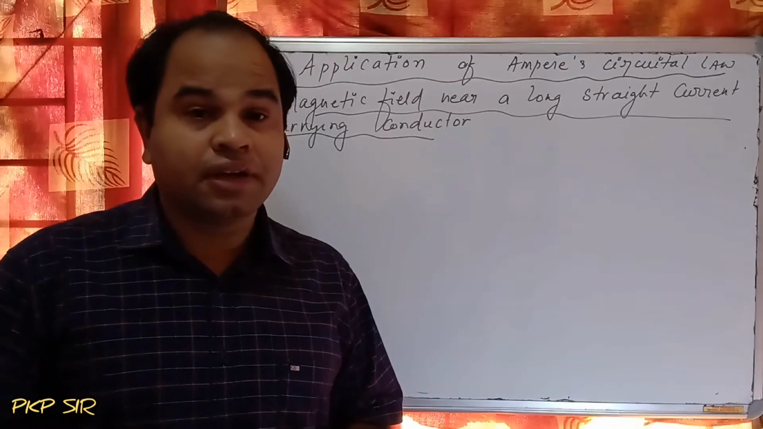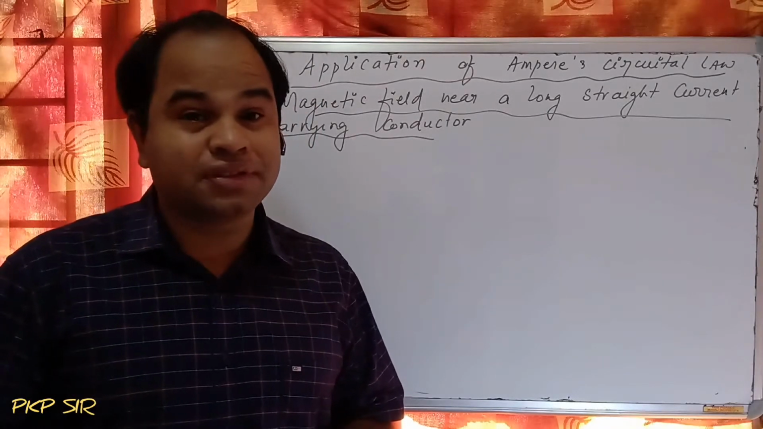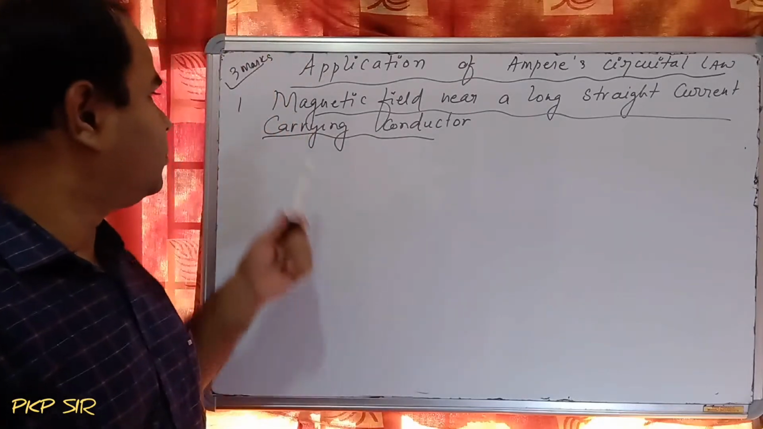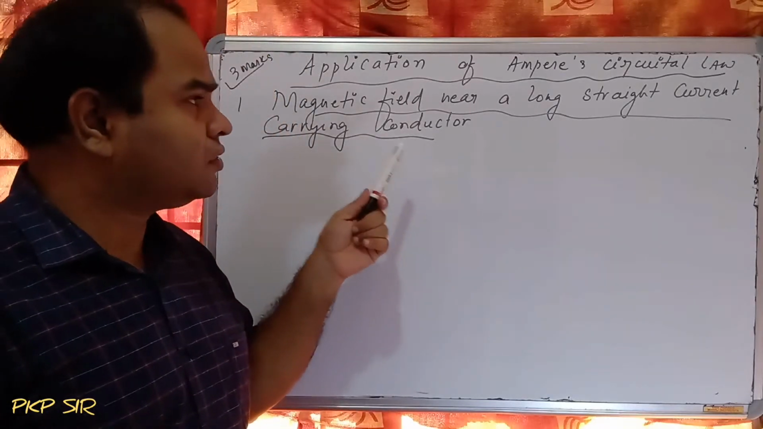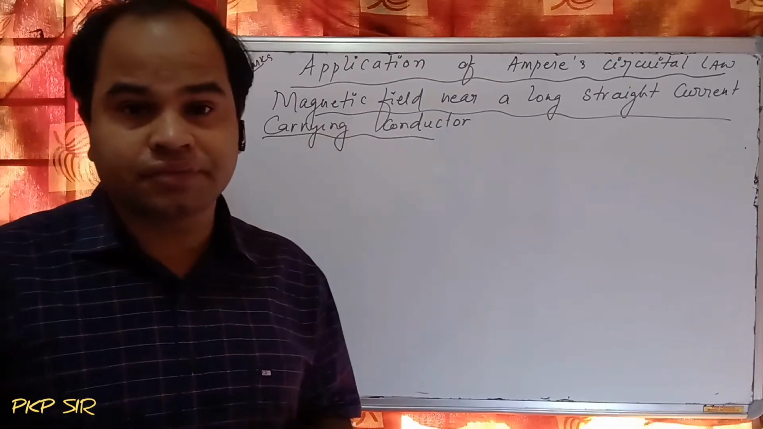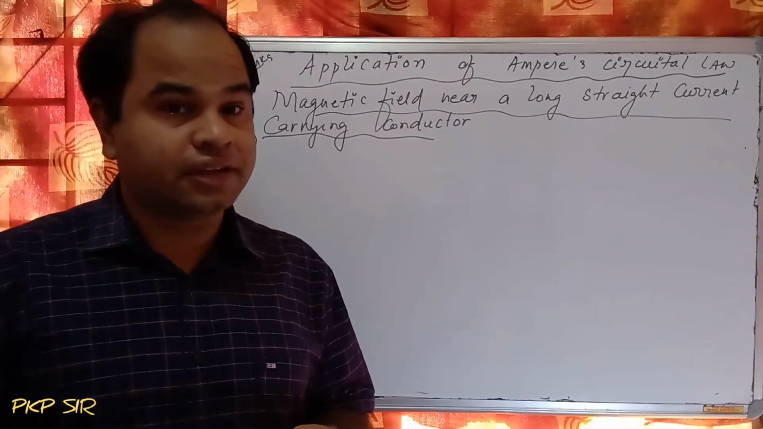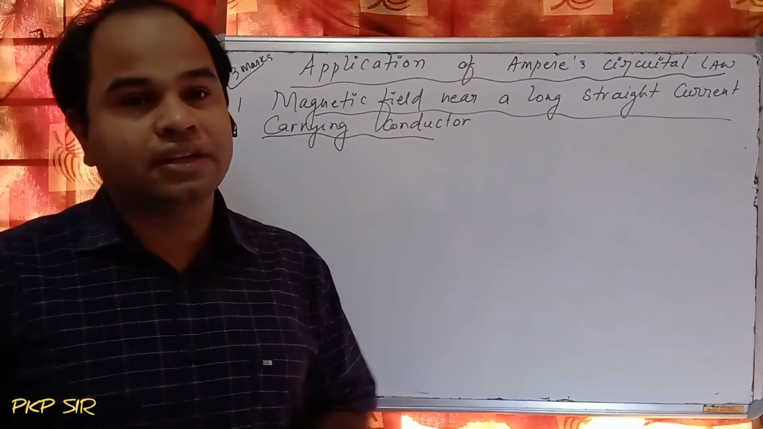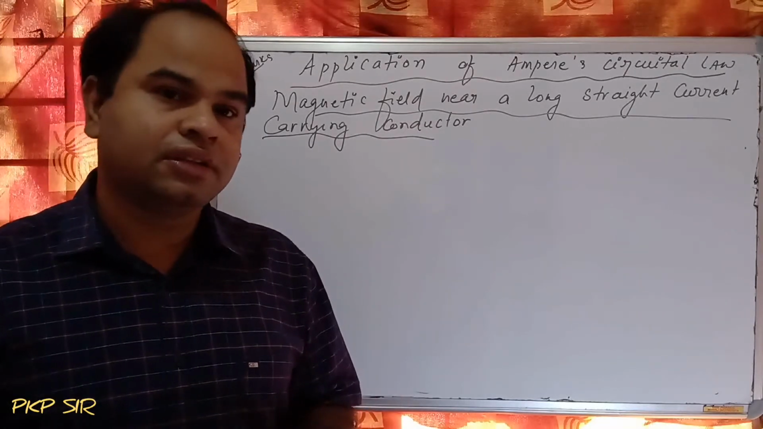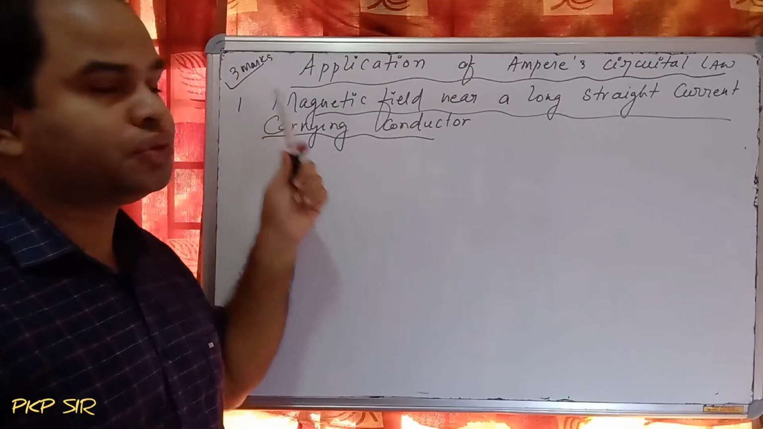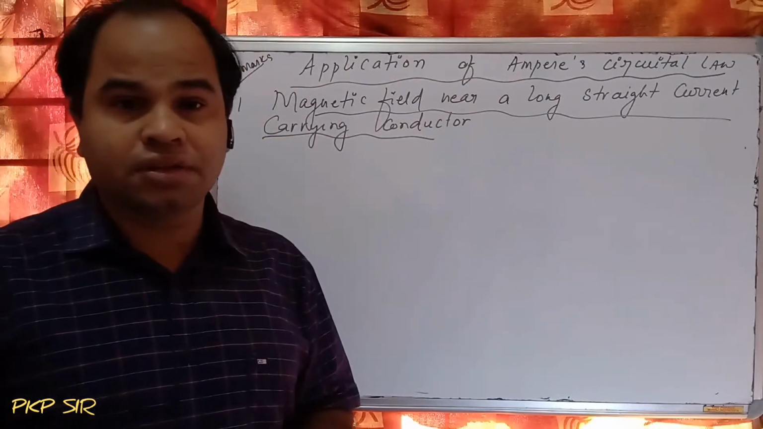Next is applications of Ampere's circuital law. The first application is magnetic field near a long straight current carrying conductor. Long straight current carrying conductor means it's an infinite current carrying conductor. And it is a 3 marks question which is being asked in your board.